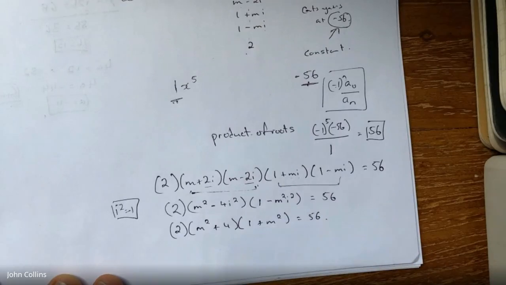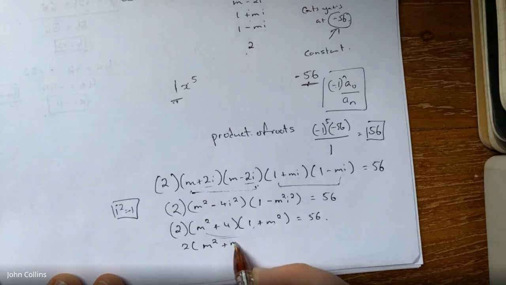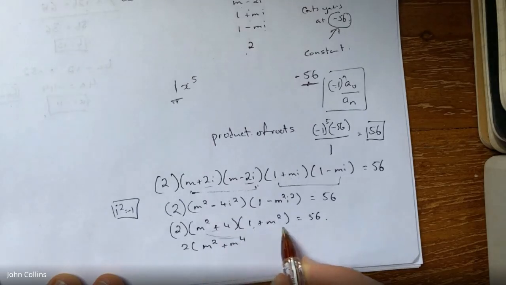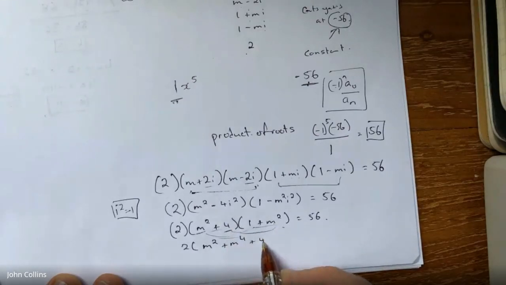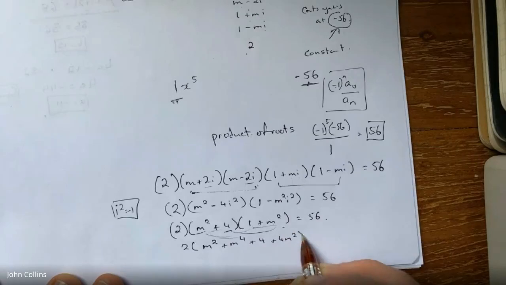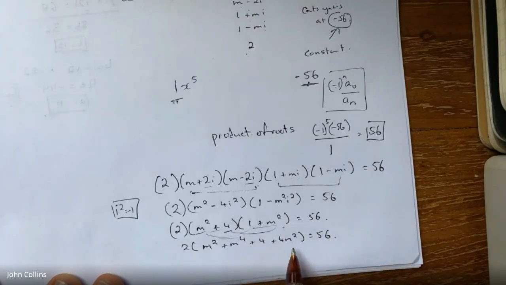Okay, not quite multiplied it all out, but nearly there. I'm going to now multiply it all out. So m squared times that: m squared times 1 gives m squared, m squared times m squared gives m to the 4. So that's the first term by the second bracket. 4 now times these two. 4 times 1 gives 4. 4 times m squared gives 4m squared. And that equals 56. Okay, let's combine the like terms here in the brackets and then multiply by 2. So I've only m to the power of 4.